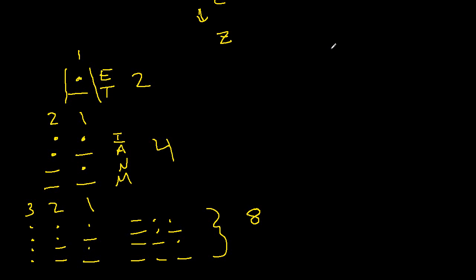And I'm not going to do four columns. But if you don't believe me, you can do it yourself, right? If you go from four dots all the way down to four dashes, you will find that this is 16 combinations. So we've added another column, and we have again doubled the total number of combinations that we can make.